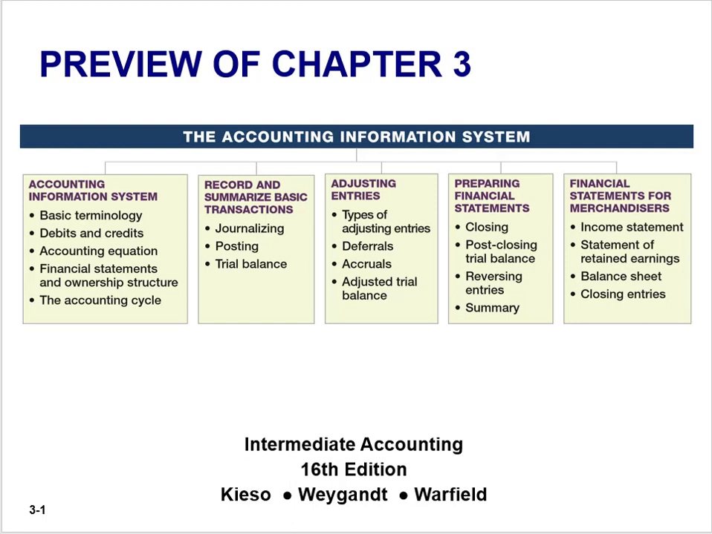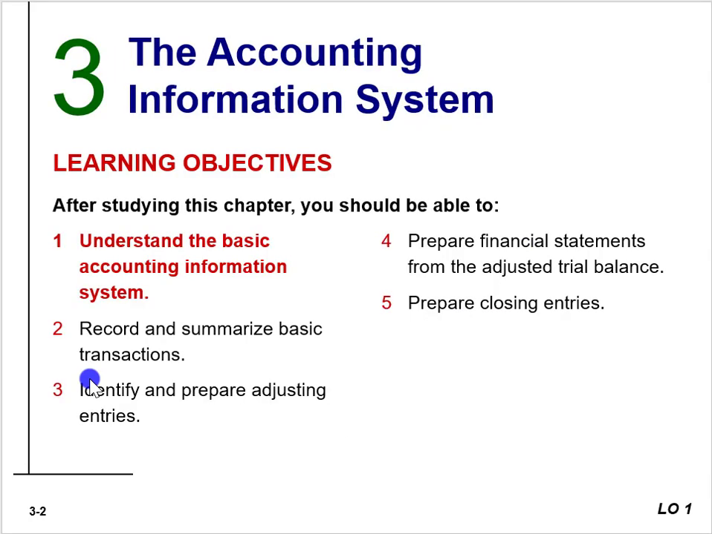Good afternoon, class. Today we're going to go over Chapter 3, which is entitled The Accounting Information System. Chapter 3 is summarized with this slide. Basically, we're going to discuss the accounting information system, record and summarize basic transactions, adjusting entries, preparing financial statements, and financial statements for merchandisers.